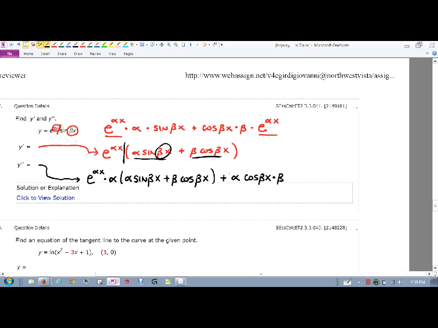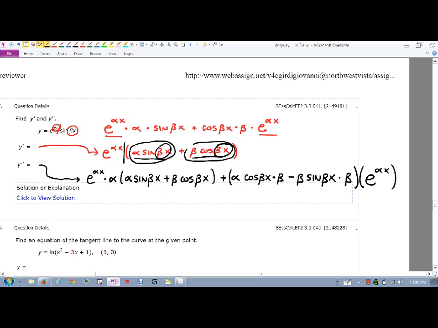I'm still working on the derivative of the second one. So that's just derivative of this part. And now plus the derivative of this. Beta is a constant in front, so beta. Derivative of cosine of something is negative sine. So I'm going to come in here and change this to negative sine of beta x. But then times the derivative of beta x, which is just beta. And then finish off product rule, e to the alpha x.